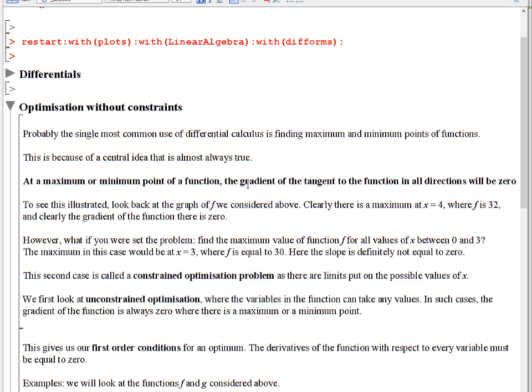a function, the gradient of the tangent, which could be the tangent line or tangent plane, is 0 in all directions. And it's the all directions which is the problem, because as you add variables there are many more directions you can go in. We need to just look back at the examples above. If you look back at the function f above, clearly there is a maximum at 4.